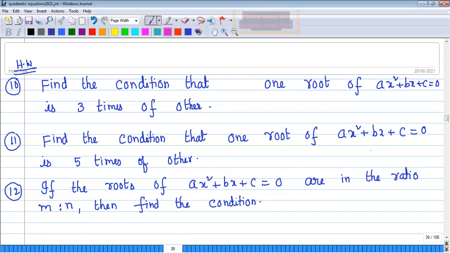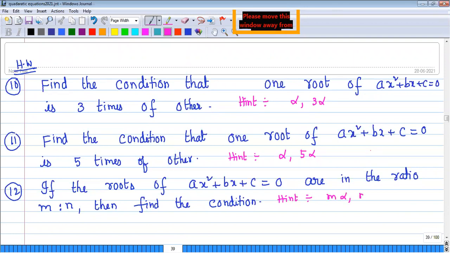See here, hint: take the roots as alpha and 3 alpha. Here hint: alpha and 5 alpha. Here hint: m alpha and n alpha. Same procedure you can follow. So tomorrow I will discuss these 3 questions.